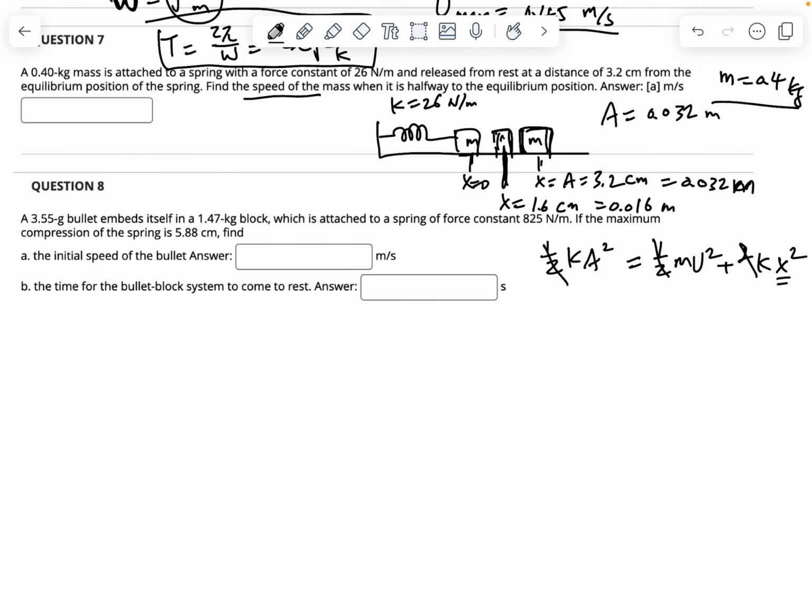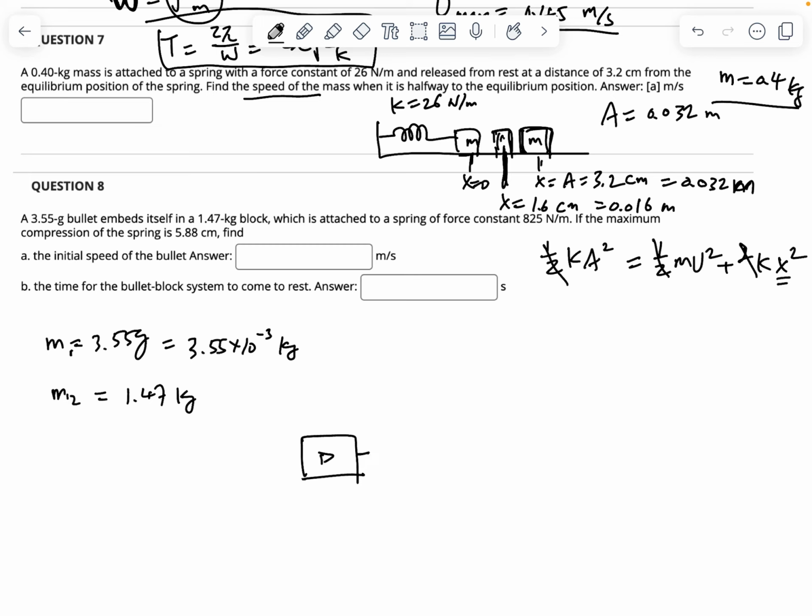The bullet has a mass of 3.55 g, which equals 3.55 × 10^-3 kg. It embeds itself in a block. We call the bullet M1 and the block M2. M2 equals 1.47 kg, and it is attached to a spring.